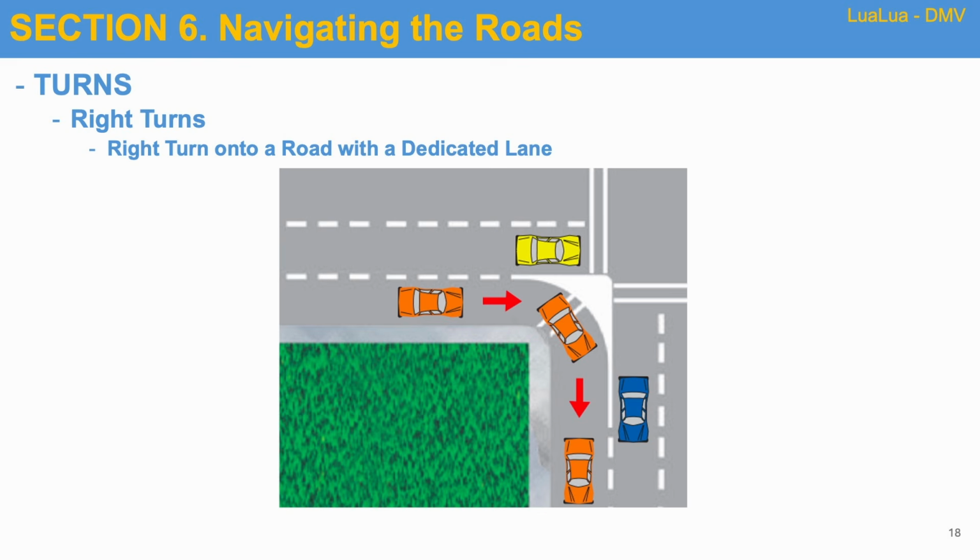Right turn onto a road with a dedicated lane. A dedicated right turn lane does not merge into another lane and allows you to make a right turn without stopping. You may make your turn even if there is a red light for vehicles going straight through the intersection. If there is a traffic light or sign on the right curb of the right turn lane, you must obey that light or sign. Always yield to pedestrians in a crosswalk when turning.